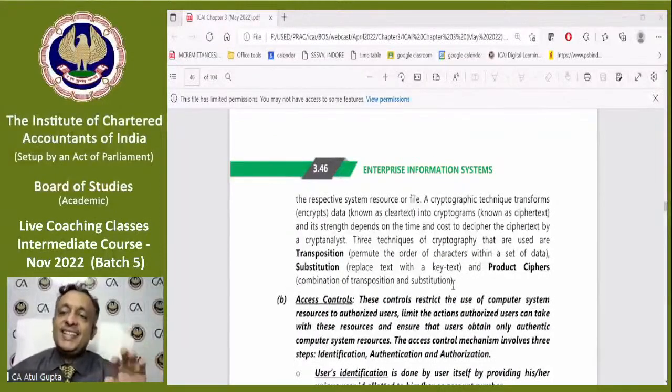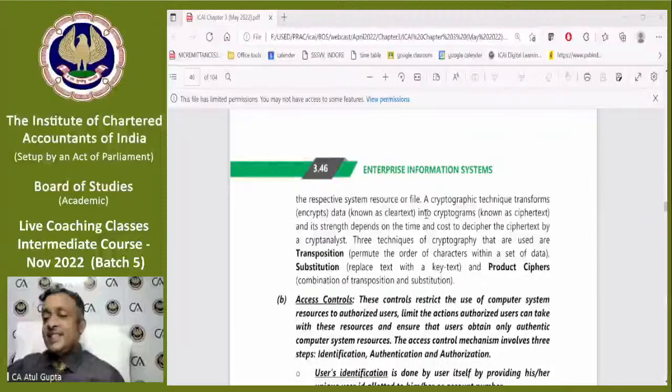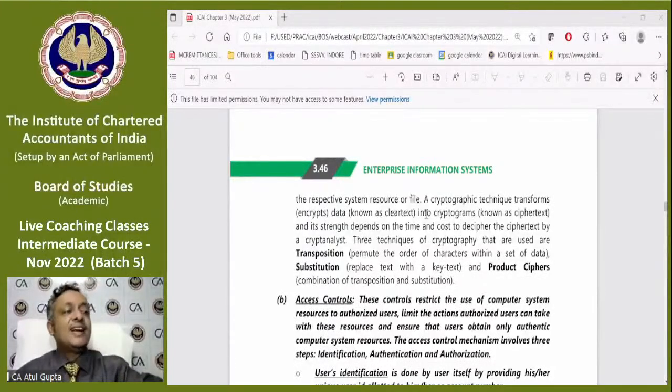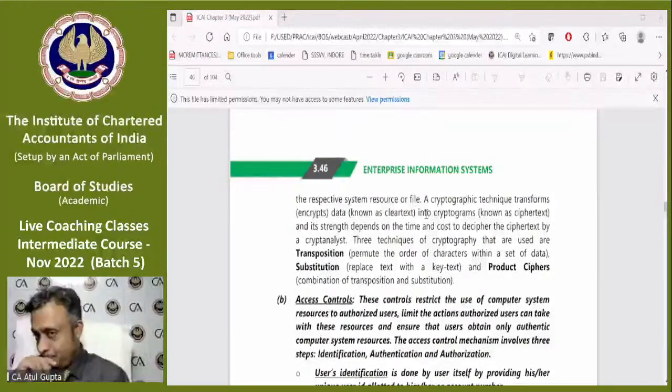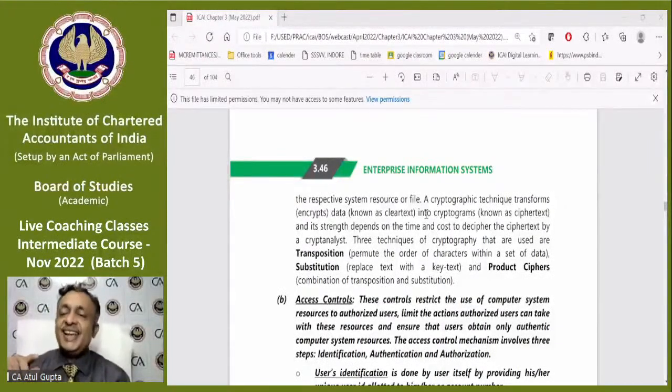Suppose I want to say ICAI. But I'll not say ICAI, I'll use the next alphabet. If I want to say ICAI and convert it using the next alphabet, I will be J, C will be D, A will be B, I will be J again. So it will become J, D, B, J. That is, I have changed the format. So I have created a cipher text.